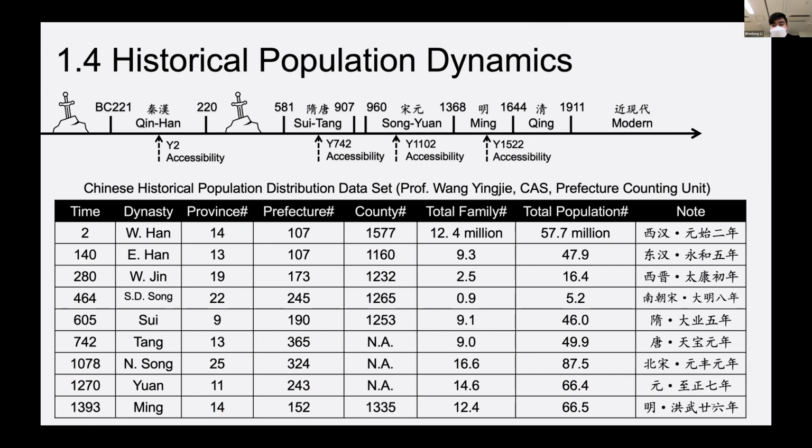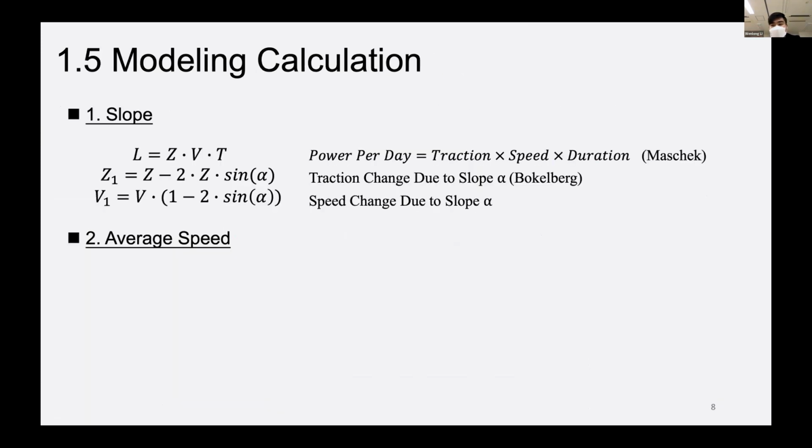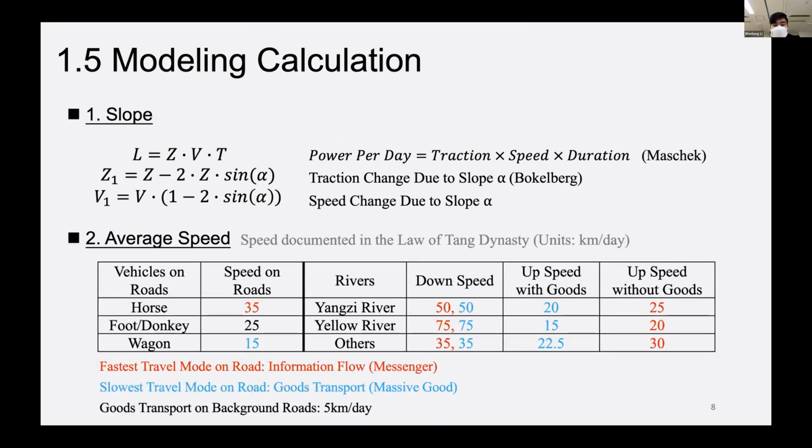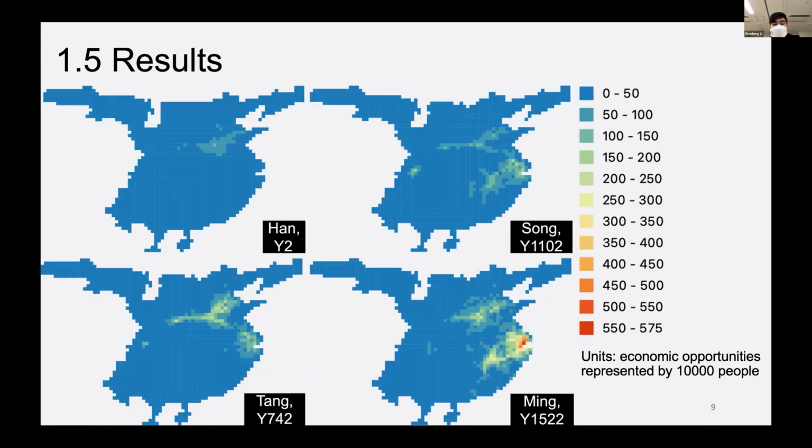So now we have the road networks, and we have the population. We have the node network. I also consider the influence of the geography, for example, the slope. And based on that, I found some historical documents about the actual speed of the historical vehicles. So based on that, I get the accessibility results for those time periods. As you can see, it is very clear that there is an economic center shift from the north to the south along history. This is consistent with the historical record.